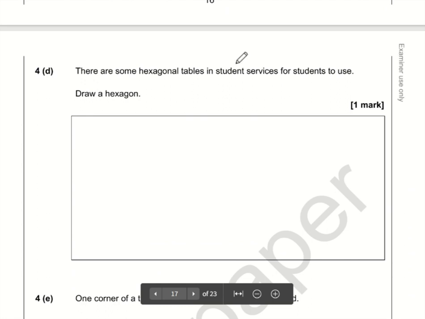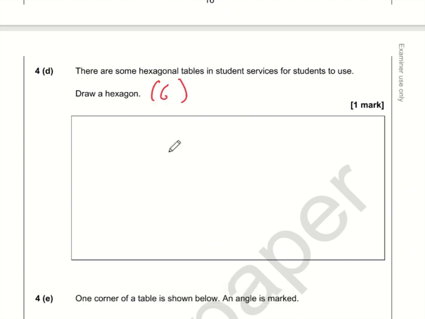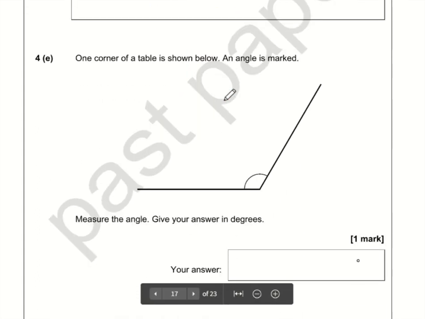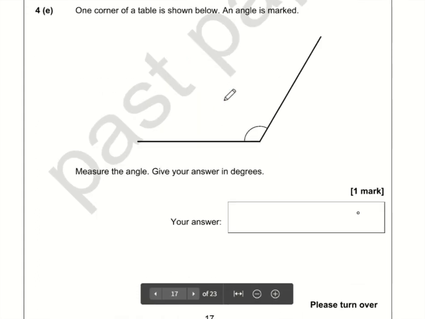Okay, so draw a hexagon. A hexagon is a shape with 6 sides. So just draw any 6-sided shape. It doesn't say a regular hexagon. This is my best effort at doing a regular hexagon. But yeah, 1, 2, 3, 4, 5, 6 sides, and we are sorted.